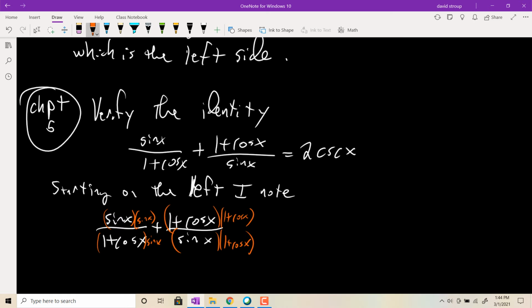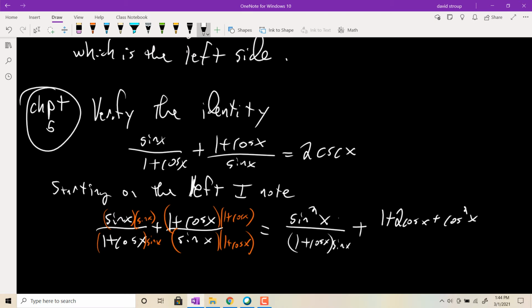Okay, so let's see how that pans out. In the first fraction, you're getting sine squared x all over 1 plus cosine x times sine x. Plus, in the second fraction, you could FOIL that out: 1 plus cosine x times 1 plus cosine x will end up being 1 plus 2 cosine x plus cosine squared x, all over our common denominator, sine x times 1 plus cosine x.